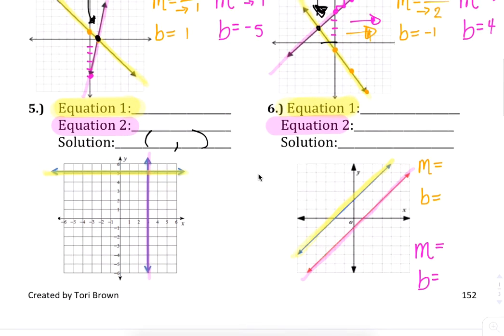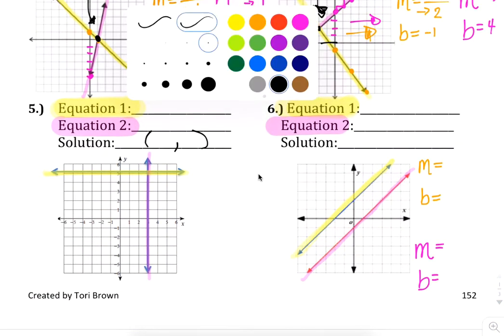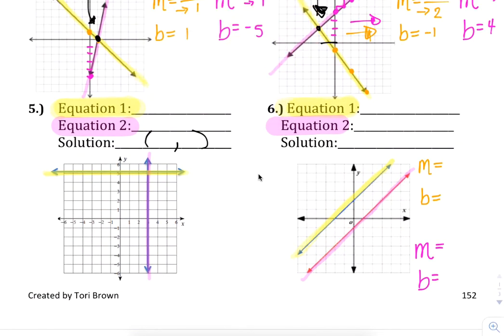All right, problems 5 and 6. First question I notice is that my graphs are horizontal lines and vertical lines. Okay, so for a horizontal line, that means I ended up hitting the y-axis. I am y equals just a 5. That's where I crossed the y-axis, and that's the only number I hit.